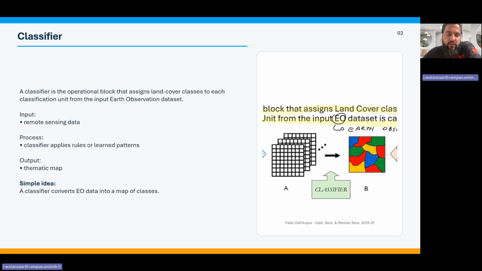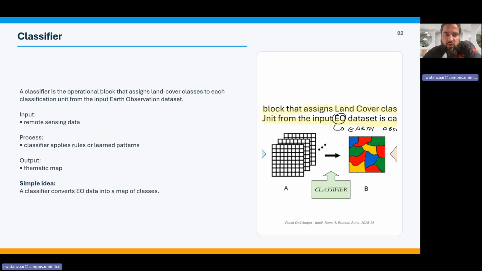What is a classifier? A classifier is the operational block that assigns land cover classes to each classification unit from the input Earth observation dataset. Actually, the classifier is the broader version of the classification unit. The exact job is done by the classification unit, but the classifier can have multiple classification units. A classifier is the operational block that assigns the land cover classes. The land cover classes are predefined. We have seen water, vegetation, urban areas, soil, and many more. This is important. Here we have the top classification unit. We will discuss them furthermore.